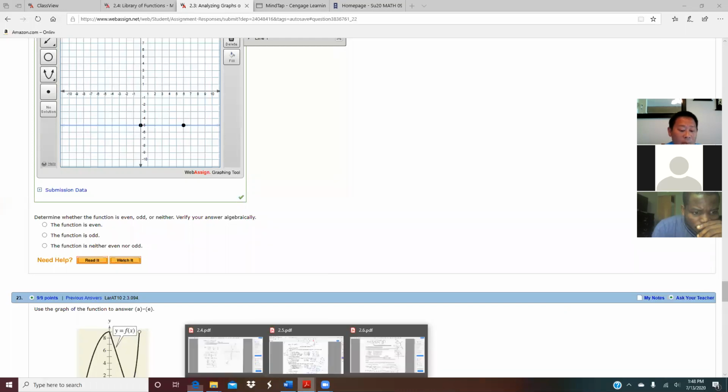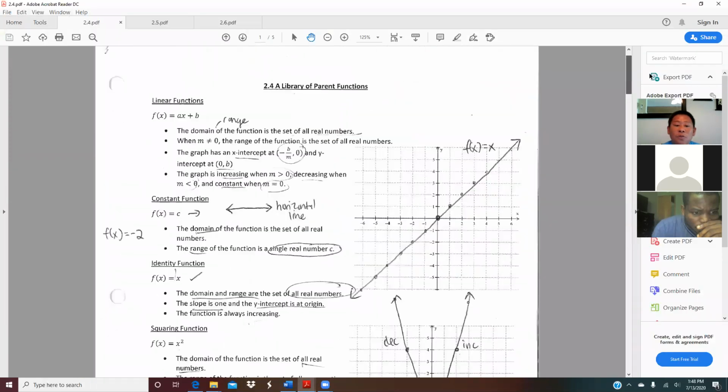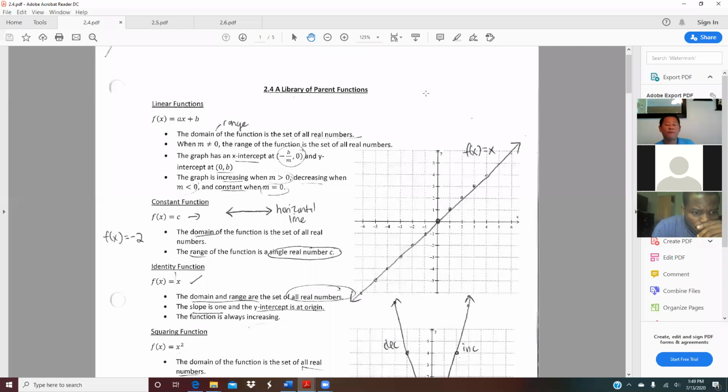Okay, next we'll talk about 2.4. Mostly, 2.4 is a library of parent functions. This is where they will teach you all the important functions. So in this case, we have f(x) = ax + b. This is like y = mx + b.